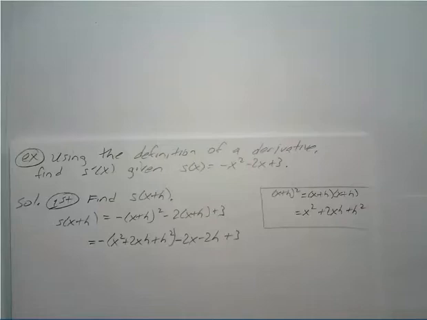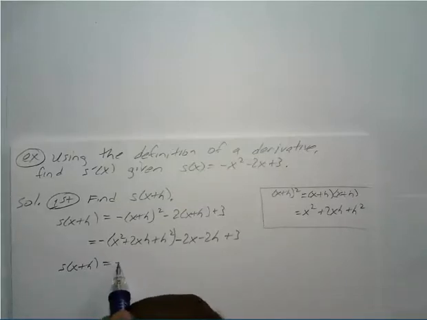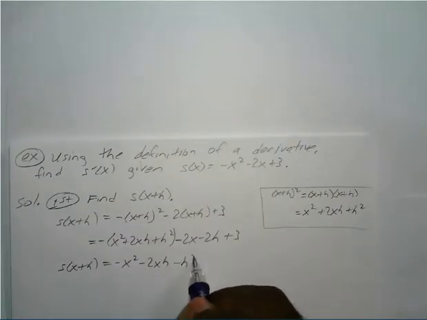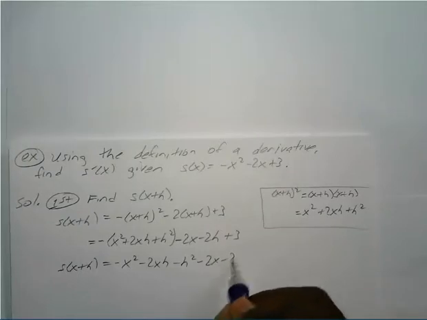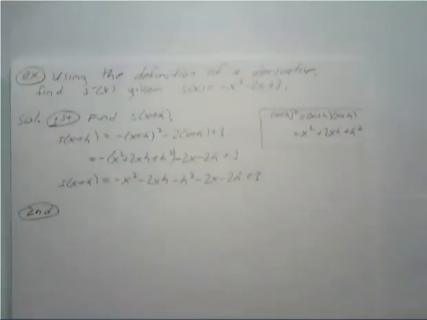Close that off. Then we distribute that negative, and we'll see that our s of x plus h is equal to negative x squared minus 2xh minus h squared minus 2x minus 2h plus 3. Now that we're not just looking for the limit definition as our final answer, we stretch it out when we're looking for the actual derivative because it comes in handy. So our second step, go ahead and move that up. There we go.